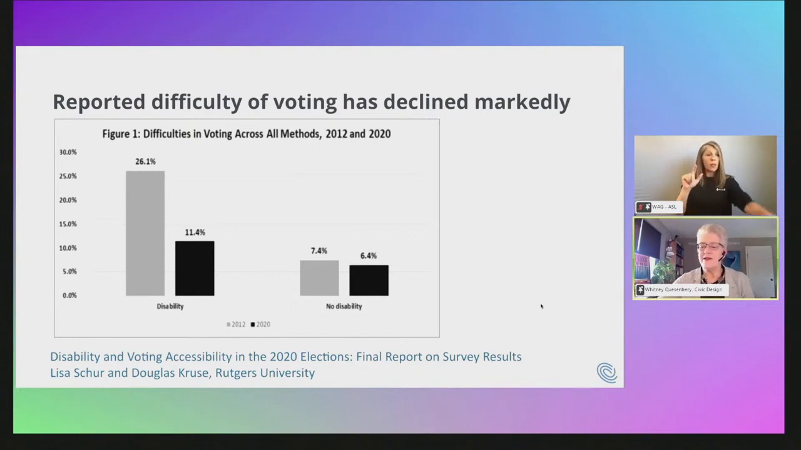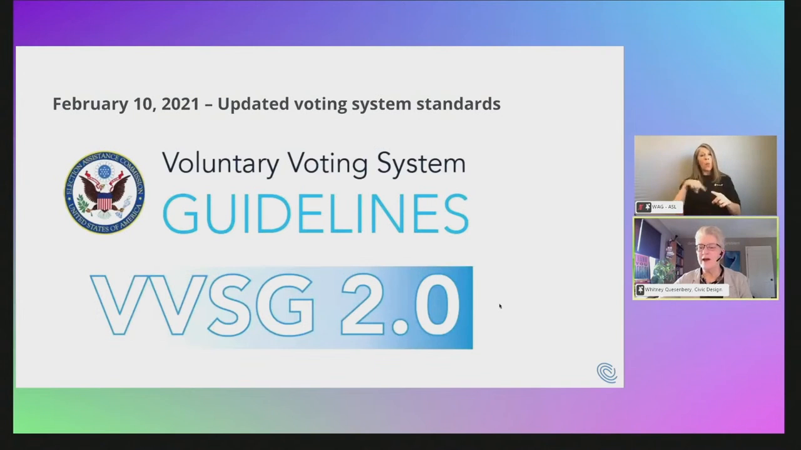In 2023, I got appointed to a federal committee called the Technical Guidelines Development Committee, such a boring name, but we were charged with developing the federal voting system guidelines. They're called voluntary because the states have to adopt them, so the Voluntary Voting System Guidelines, or VVSG. And they were the first time that we had full accessibility guidelines at all.